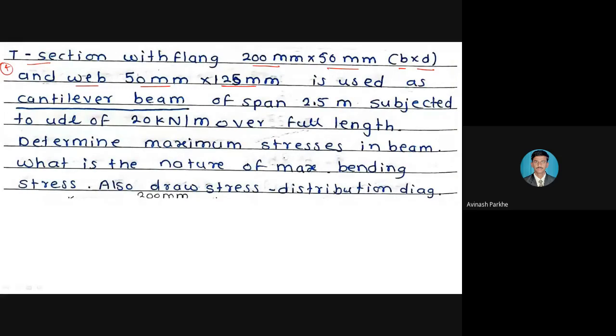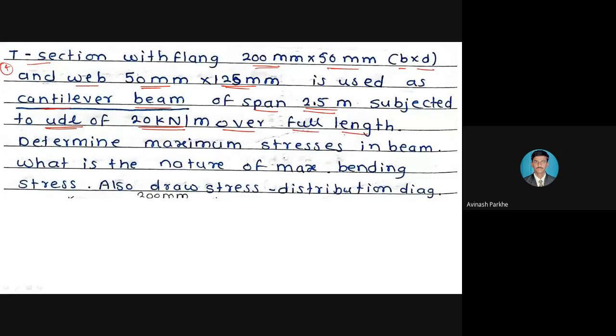Yes, the vertical dimension is 125 mm, and it is used as a cantilever beam. Here the type of beam is also mentioned: the T section has flange dimensions 200 by 50, web dimensions 50 by 125, and it is used as a cantilever beam of span 2.5 meter. The type of beam is given as cantilever beam, its total length is 2.5 meter, subjected to a UDL of 20 kilonewton per meter over the full length.